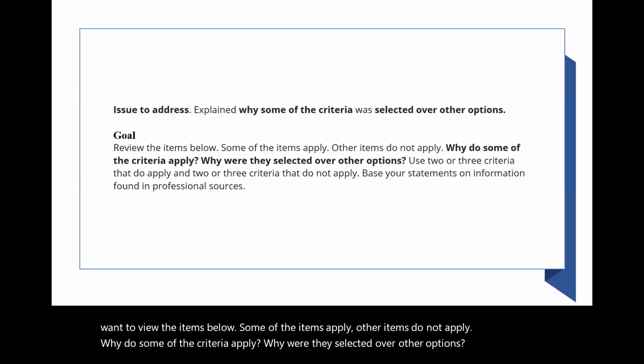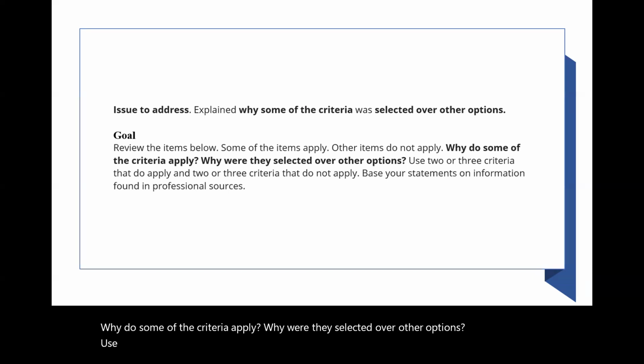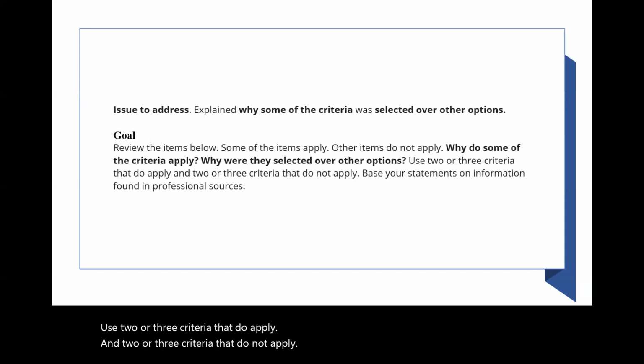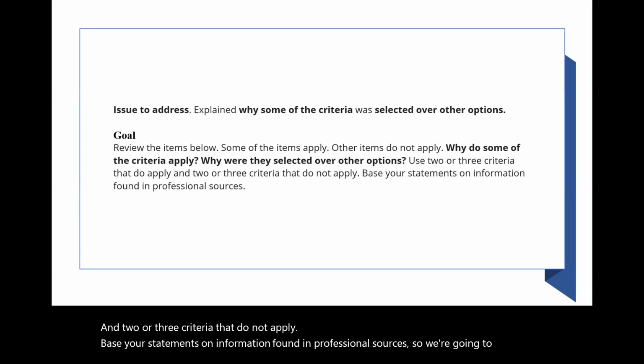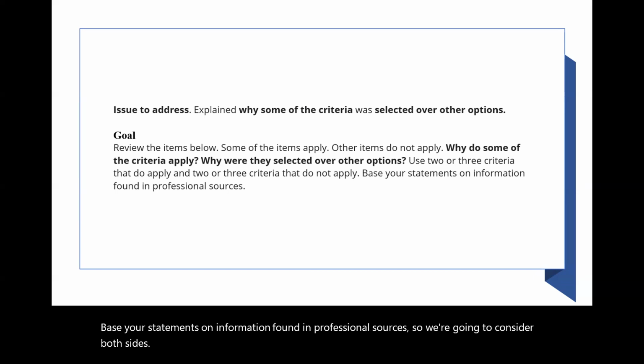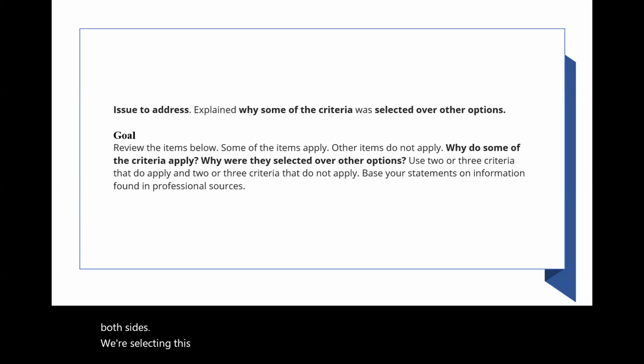Tip: use 2 or 3 criteria that do apply and 2 or 3 criteria that do not apply. Base your statements on information found in professional sources. So we're going to consider both sides. We're selecting this criterion and we're not selecting other criteria. Why not? And support your decision with the professional literature.